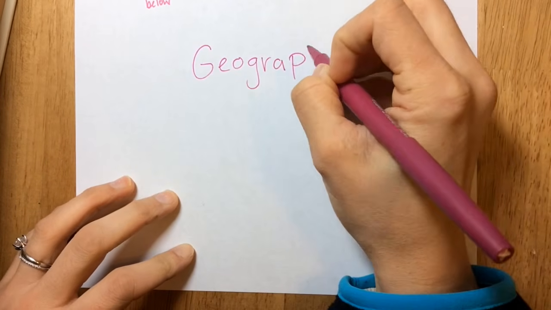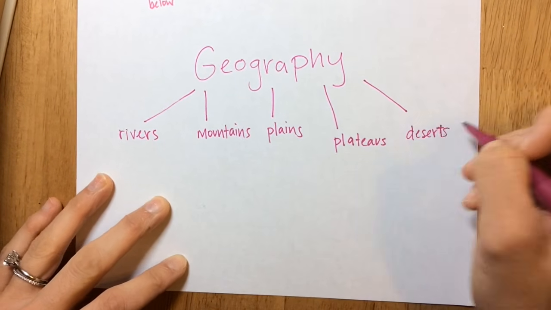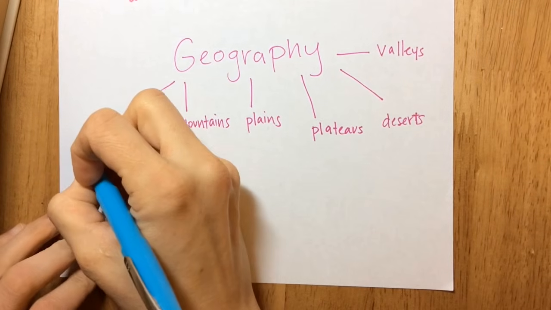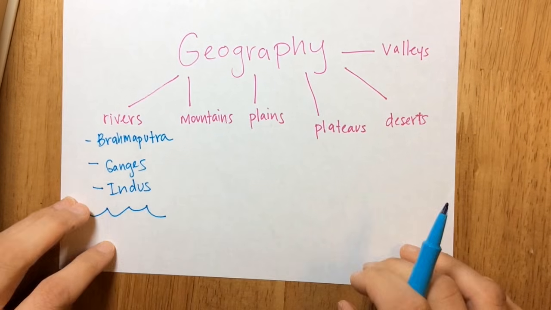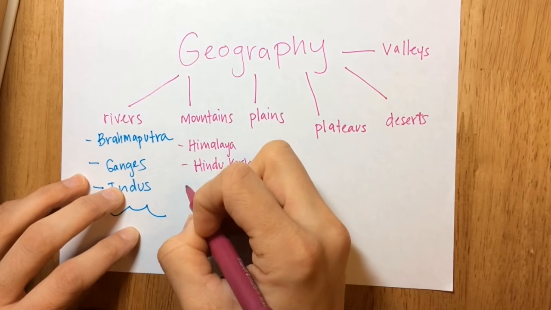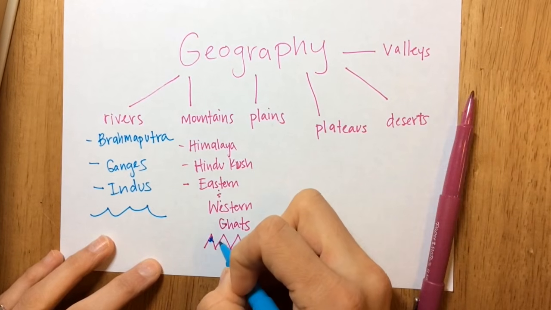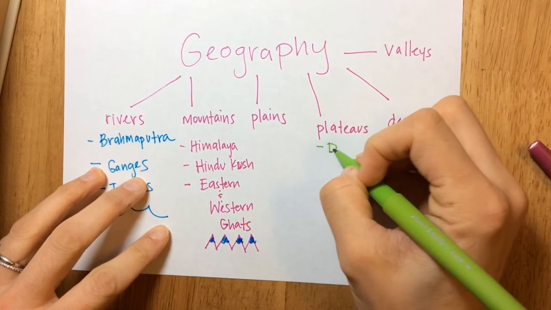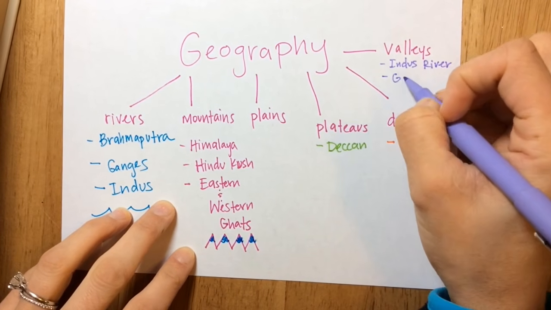Some of the geographical elements we'll be looking at today are rivers, mountains, plains, plateaus, deserts, and valleys. Some of the major rivers are the Brahmaputra, the Ganges, and the Indus River. We will look at the Himalaya Mountains, the Hindu Kush Mountains, and the Eastern and Western Ghats Mountains. We will also look at the Deccan Plateaus, the Thar Desert, and the Indus River and the Ganges River valleys. But first, the Brahmaputra River.